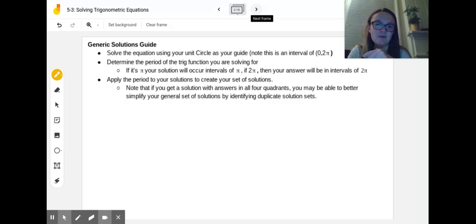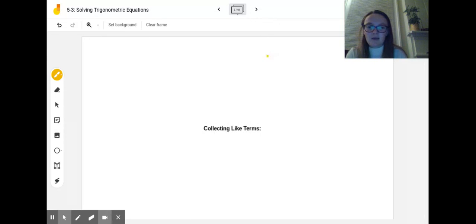So just note here that if you get a solution with answers in all 4 quadrants, you may be able to better simplify your general set of solutions by identifying duplicate sets, which we'll talk about a little bit later. All right, so what we're going to do first, we're just going to do a couple practice problems.